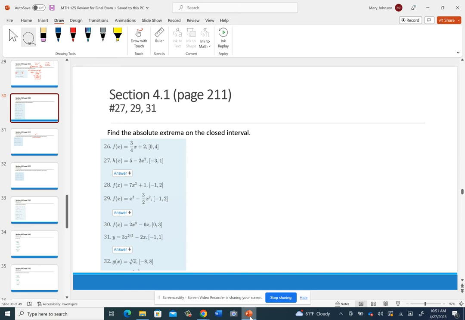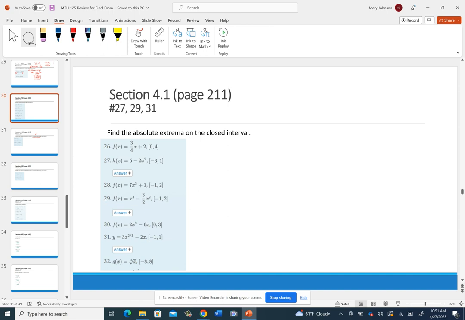All right, in this video, I thought I would take a look at applications of the derivative. So that's going to be mostly the curve sketching stuff that we did. So let's go ahead and look at one of these problems. On this one, we needed to find the absolute extrema on the closed interval. Why don't we look at 29?